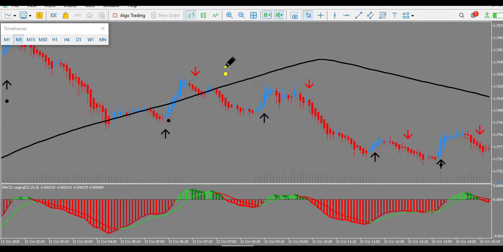Now this indicator does not repaint. This PTI indicator does not repaint after candle close. This does not repaint either after candle close. Just make sure you allow the candle to close. None of the indicators on the chart repaint when you allow the candle to close.